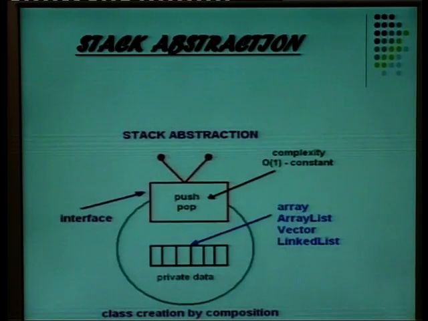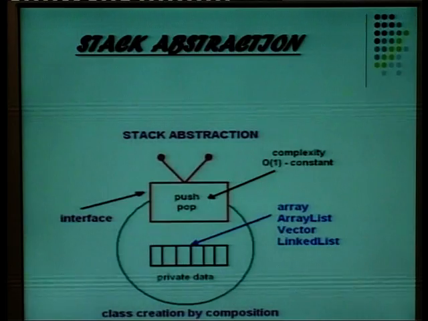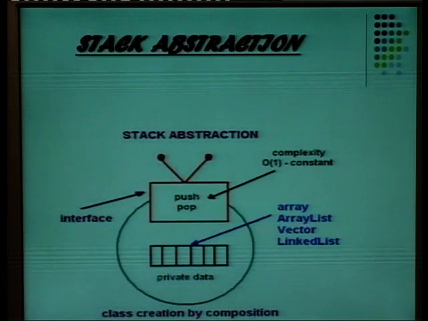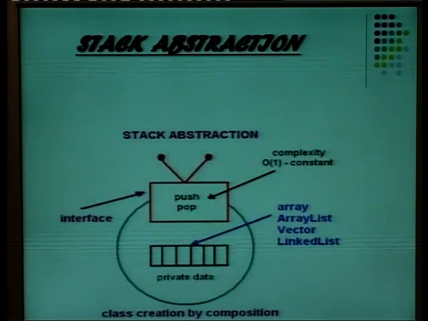This is the diagram for class creation by the composition of the stack abstraction. There are two operations, one is push and one is pop. Complexity is O(1), constant. Array, linked list, vector and array list, vector and linked list representation, private data. And this is the interface. This diagram specifies the class creation by the composition of the stack.